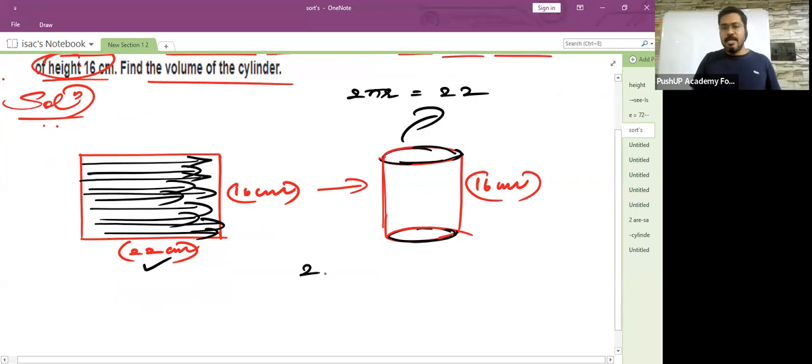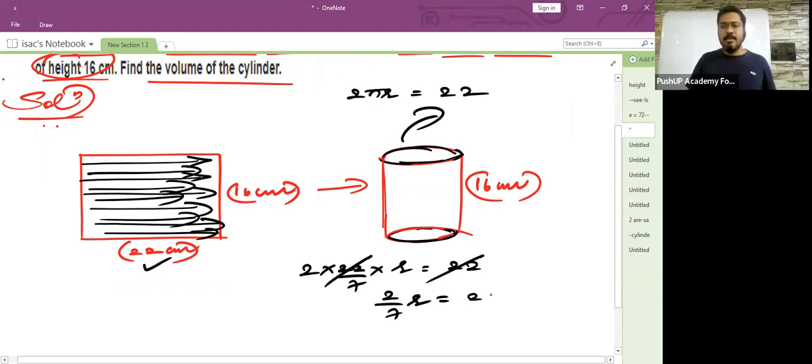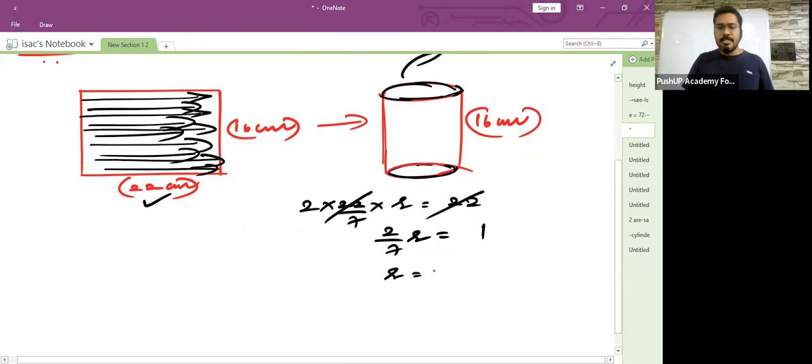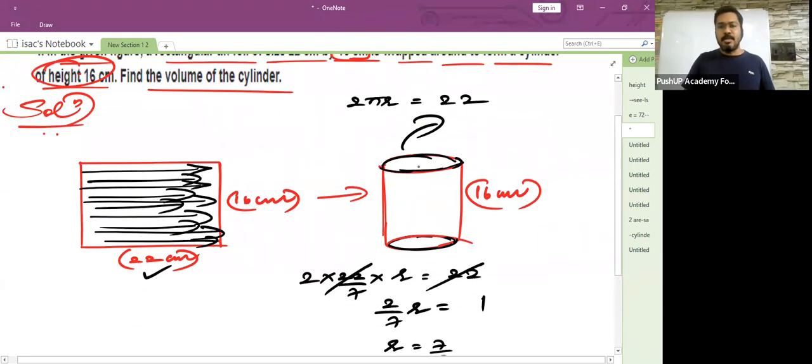All right. So children, 2 into 22 by 7 into r is equal to 22. Let's cancel 22 and 22. You get 2 by 7 into r is equal to, oh sorry, is equal to 1, right? So r is equal to what? 7 by 2, and that is equal to 3.5 centimeters. You got the radius of the cylinder, children, 3.5 centimeter. Height is already given to you, 16 centimeter.